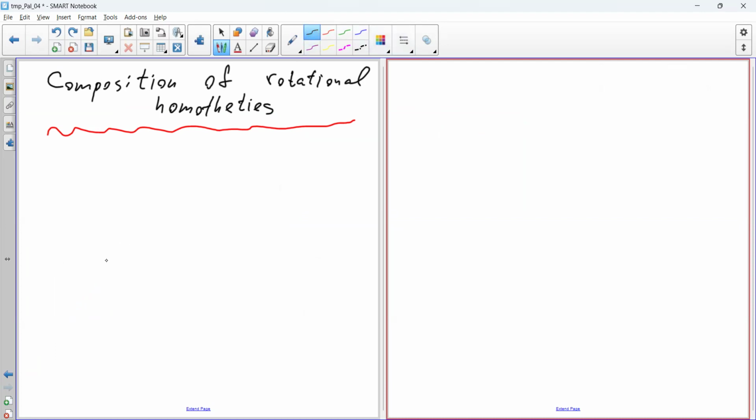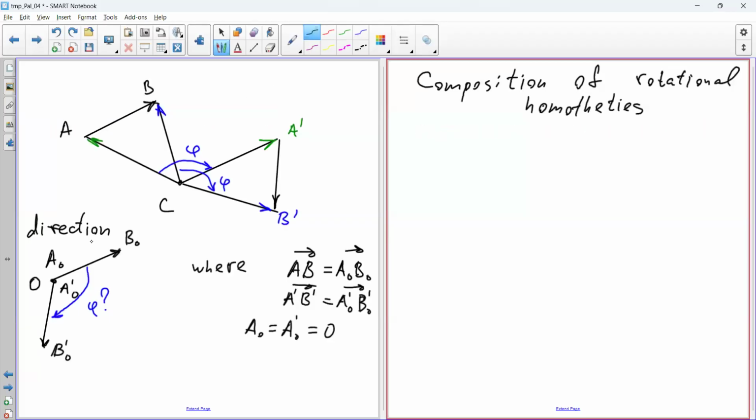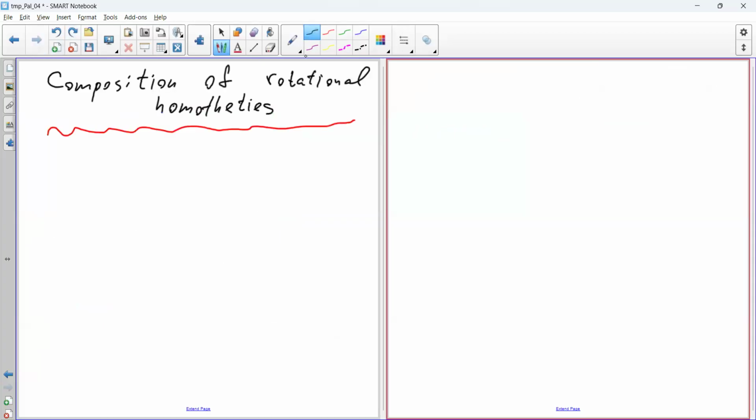So by composition of... no, sorry. First, just rotational homotheity. No, sorry. The topic would be this, but first, what is rotational homotheity?